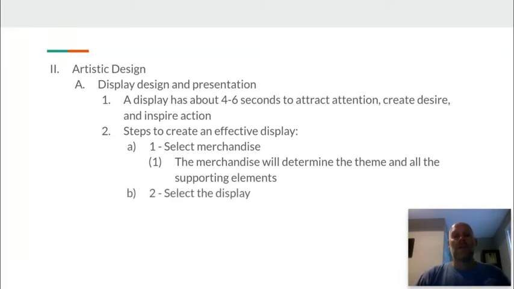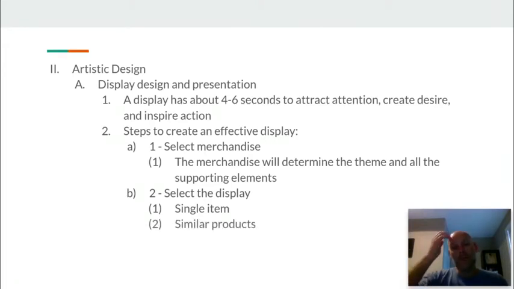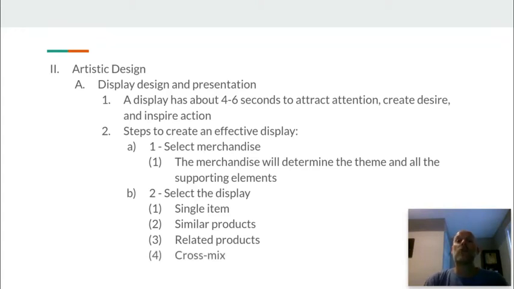So, number 2 is selecting your display. There are, I forget how many there are, 4 or 5. One type of display is called a single item display. We're going to go over these in detail. But the second type is called similar products. So you're going to be grouping similar products together in a display. Another one is related products. Try not to get confused between similar and related products. We're going to get into the details, but that is another type of display. And 4 is a cross mix.